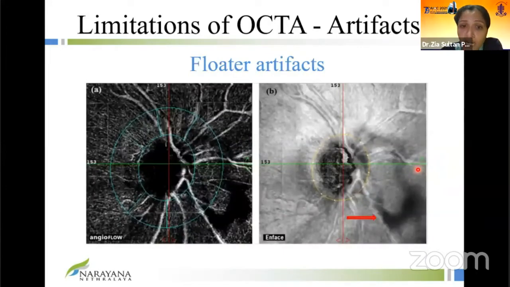Then you have floater artifacts. Again, you see this large area which looks like there's a dropout, there's absolutely zero vessels here, but that's because of the overlying floater, which you have to see in the en-face image. So before you actually read the values, just like in OCT or visual fields or any other diagnostic imaging tool, you have to first make sure that the test is usable, the image is usable.